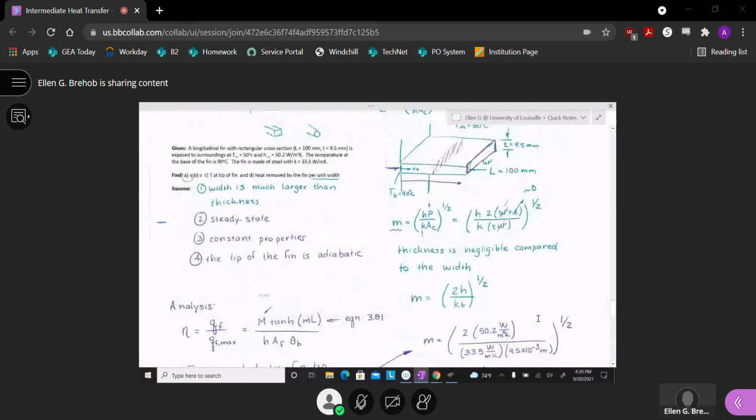Right, the last thing it says is the heat removal rate by the fin per unit width. So now we're thinking about if I made this thing, so here's our width. If I made it 2 meters versus 1 meter long, how much heat removal rate am I getting?